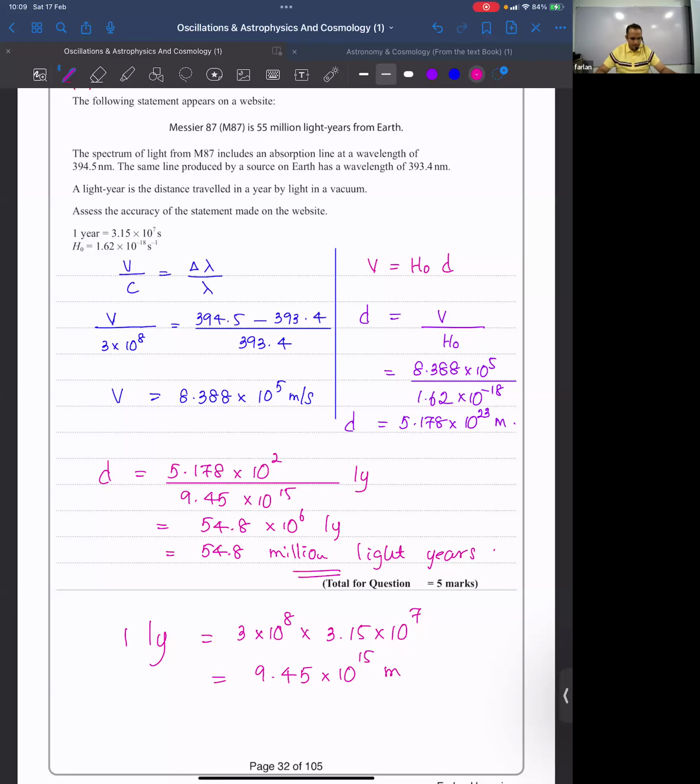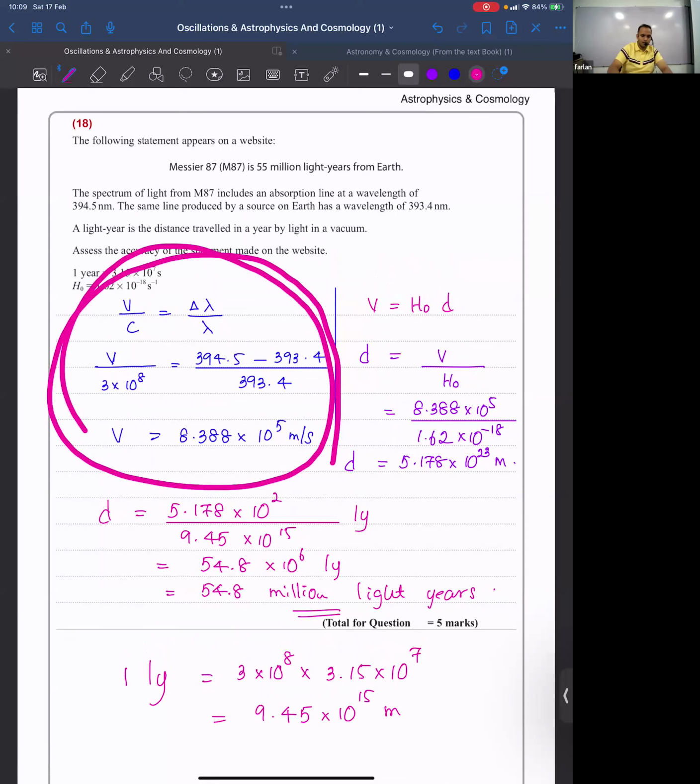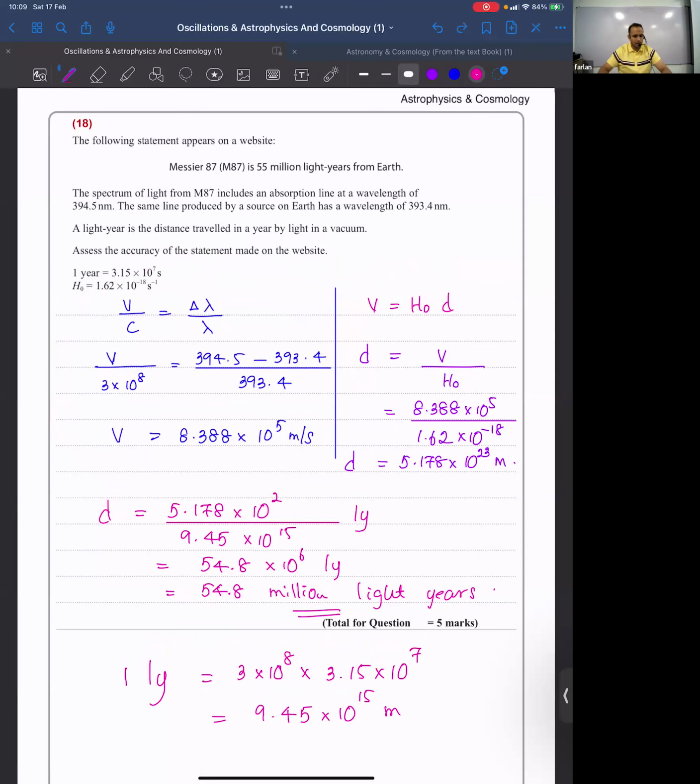Guys, I'm getting the distance as 54.8 million light years. Are you getting that? Okay, let me explain my working. The first bit is, as usual, we have done at least 10 of these questions so far. v over c equals delta lambda over lambda, a very familiar equation. That gives you the speed at which M87 is moving away from us, which is 8.388 into 10 to the power 5 meters per second.